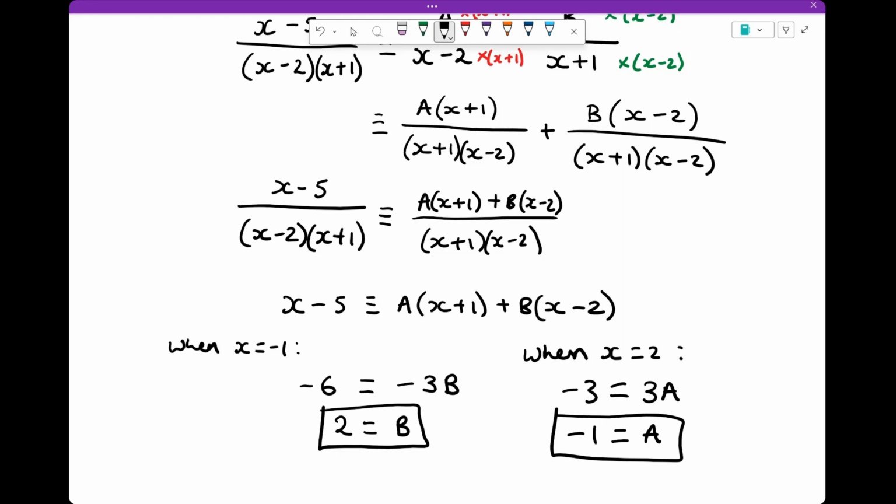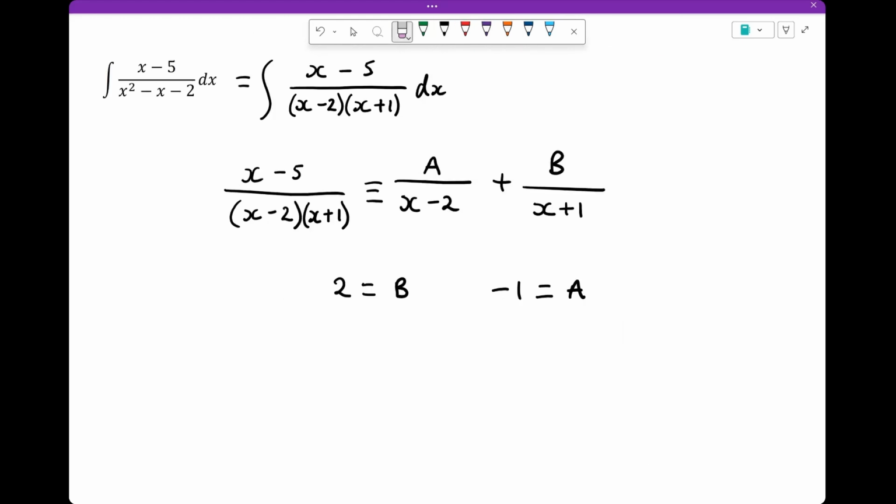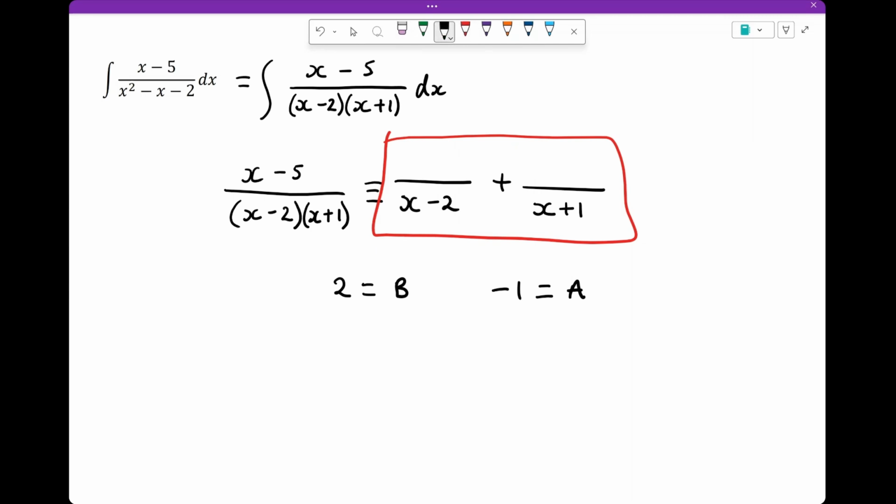So now we can go back and write out our partial fractions. So now what I can do is go back to this statement here, and I'm going to replace my a and my b. So I'm going to rub out my a and rub out my b. Okay, and a has come out as equal to negative 1, so I'm going to put that here. And then my b has come out as positive 2, so we're going to put that up here.